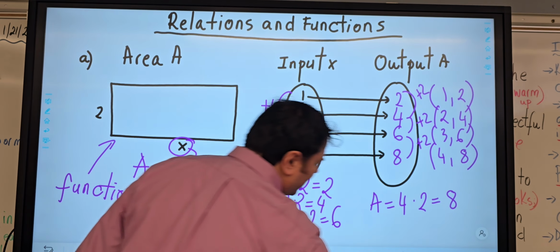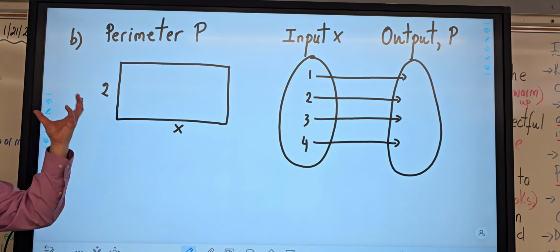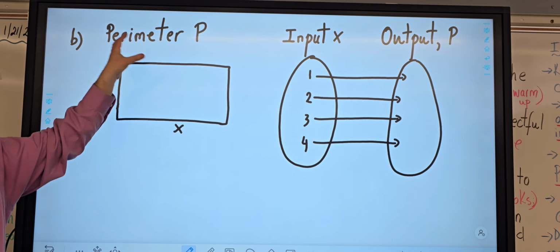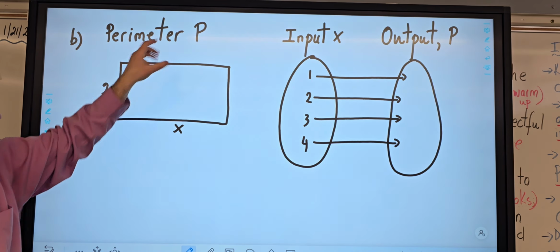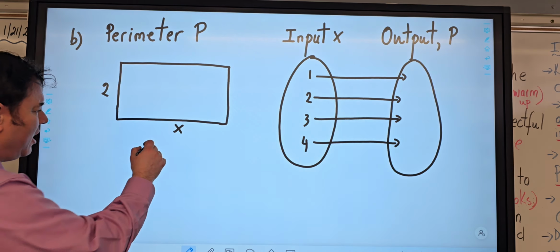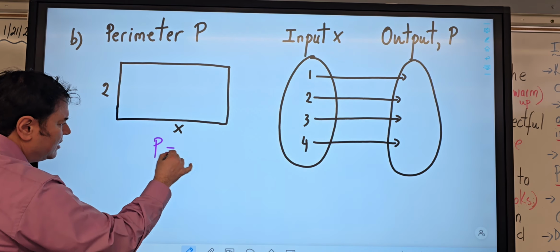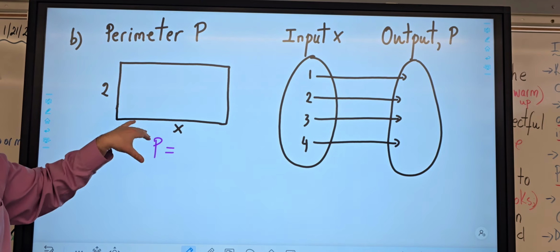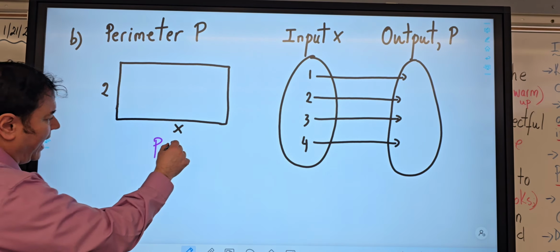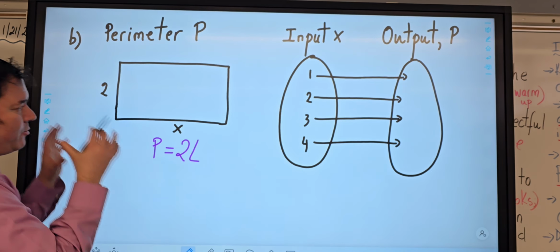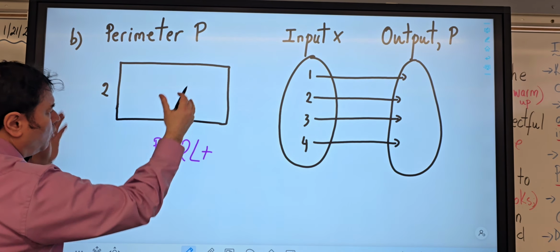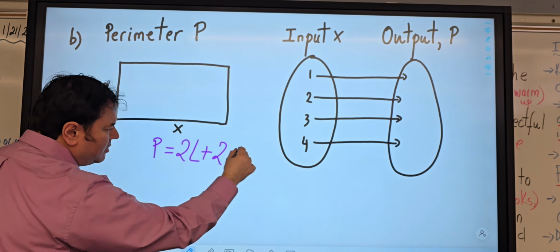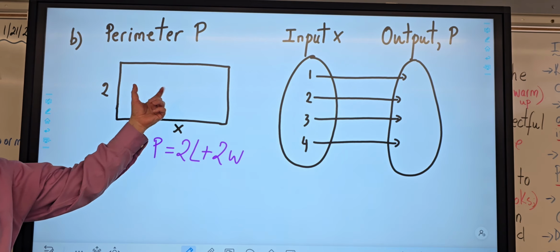Let's continue with our next example. We still have the rectangle here, right? But now they are giving us the perimeter for the output. Perimeter, right? So now we are going to use the formula for the perimeter. So the perimeter of the rectangle is what? We have two lengths that are the same, or we can say 2L, and then we need to add the width, and we have two of them that are the same, plus 2W. This is the formula for the perimeter.